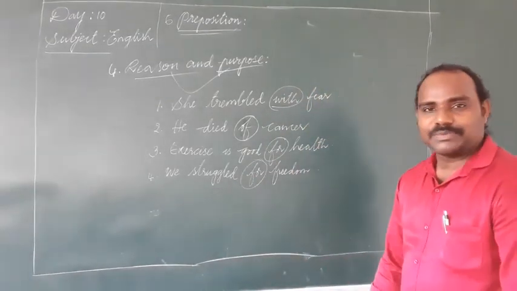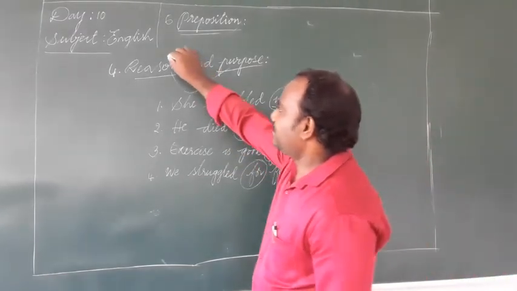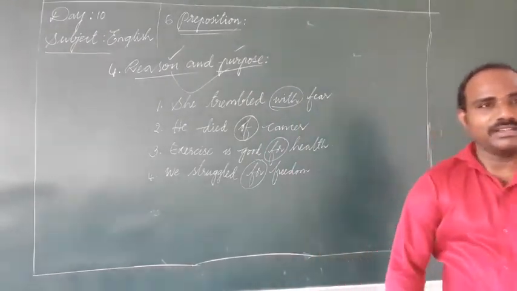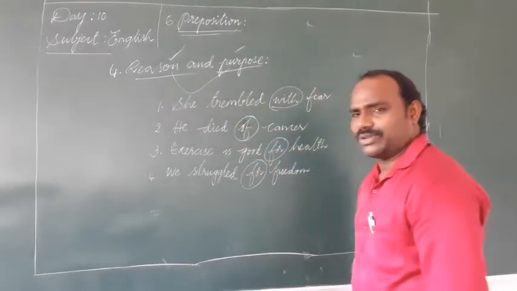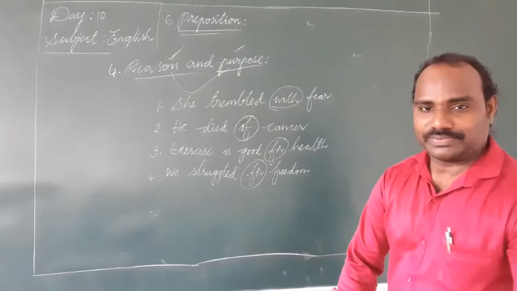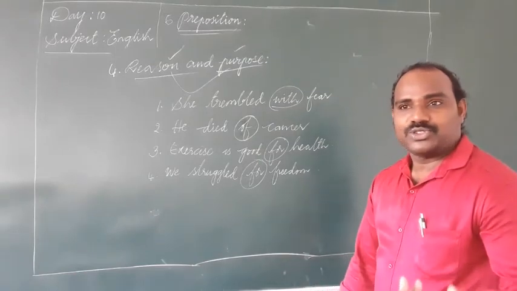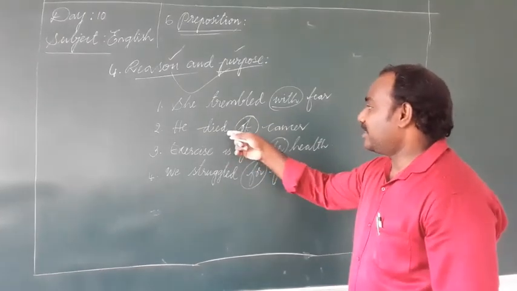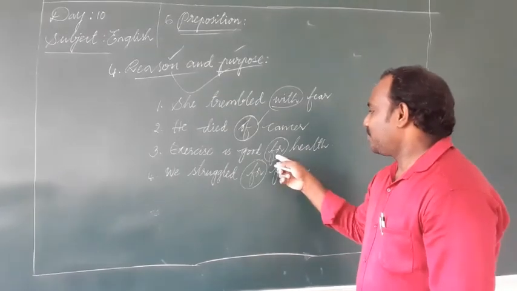All these words that are circled show the reason or the purpose of an action. So this kind of prepositions can be called prepositions of reason and purpose. Like you see, she trembled with fear. Why did she tremble? See, how did he die? Because of cancer.